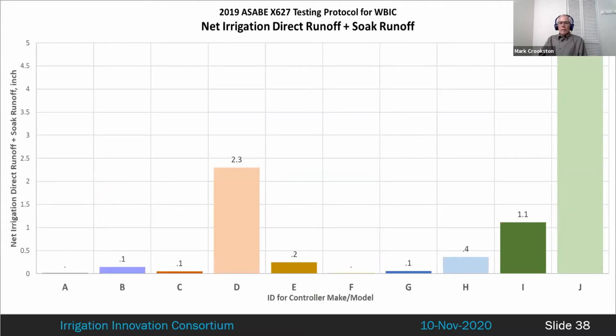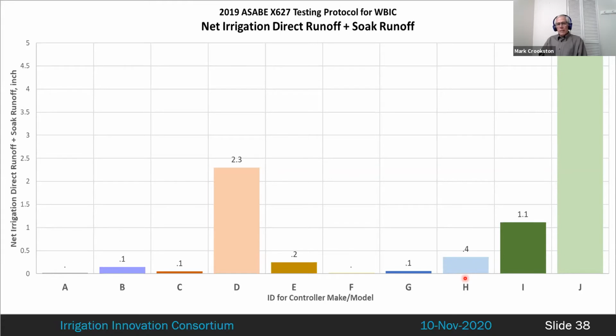This graph is net irrigation, direct runoff plus soak runoff. It is the average across all 6 zones for each controller make and model. Theoretically, they should all be close to 0, and we have controllers that did very well there. Because this kind of runoff and soak runoff are the consequence of excessive cycle on times and or deficient soak times.